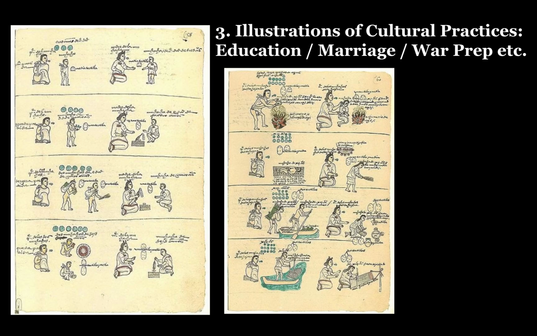And then last but not least, probably my favorite part of this book, illustrations of cultural practices. So the last section documents all of this interesting information about how the Aztec did certain things, how they educated their kids, how they structured their customs for marriage, how they prepared for war. There are some super interesting things in here.